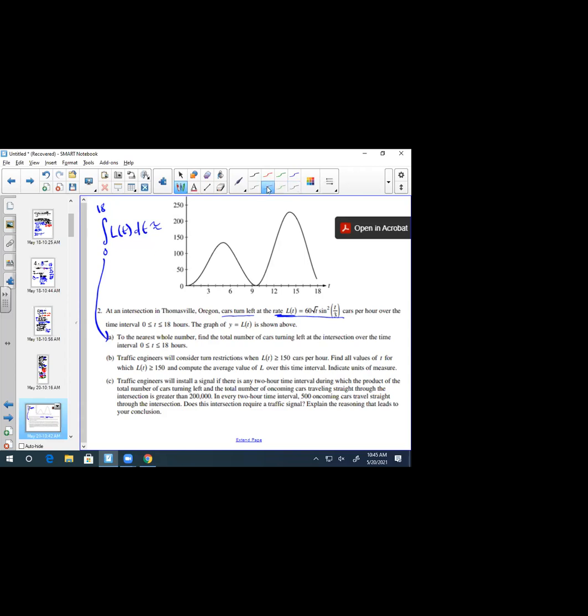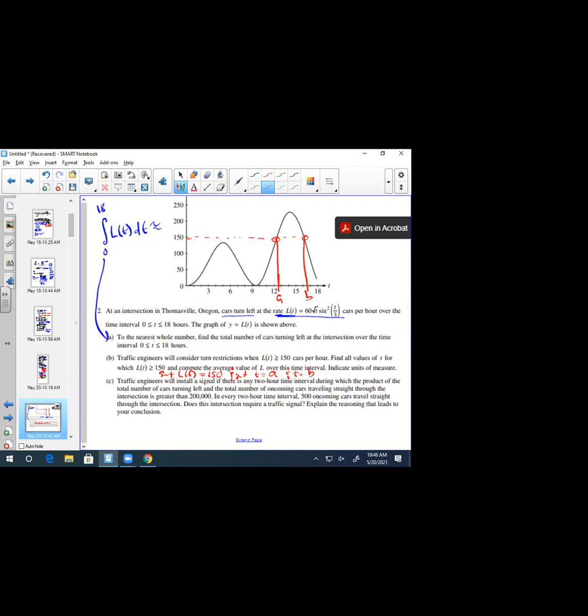for part B, we would set L of t equal to 150 and get t equals A and t equals B. So let's just say that that's going to be there and there. I don't know how accurate that is, but it's around 12 point something and 16 point something. You would use your calculator to get those A and B values.